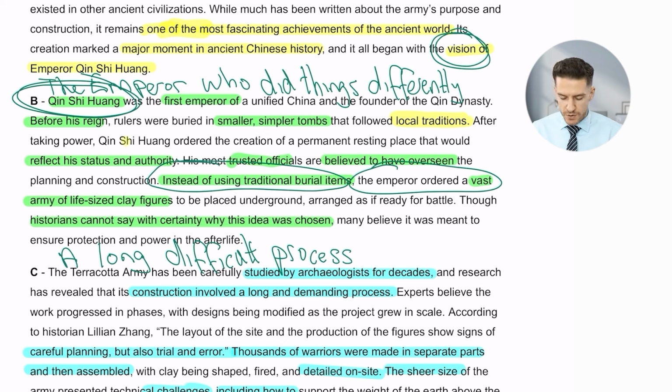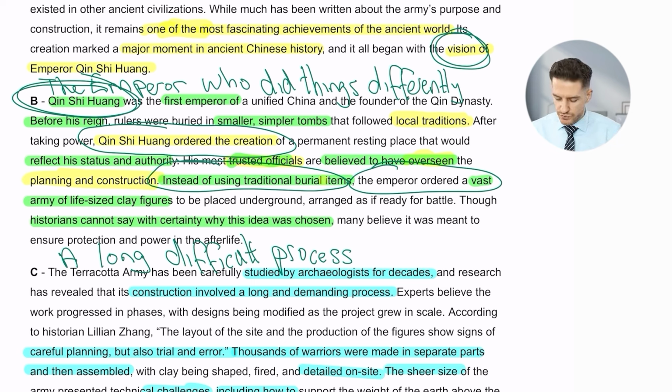After taking power, Qin Shi Huang ordered the creation of a permanent resting place that would reflect his status and authority. That could be important as well, because it was actually him who ordered it. His most trusted officials are believed to have overseen the planning and construction. That just means they managed the planning and construction.